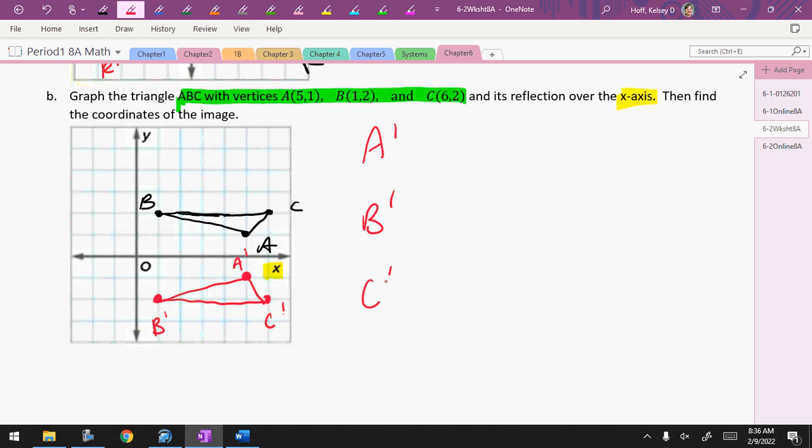Now you're trying to find these points. Tell me where A is. Careful. 0 would mean I don't move off that axis. 1, 2, 3, 4, 5. Then I gotta go down 1, right? So negative 1 here.